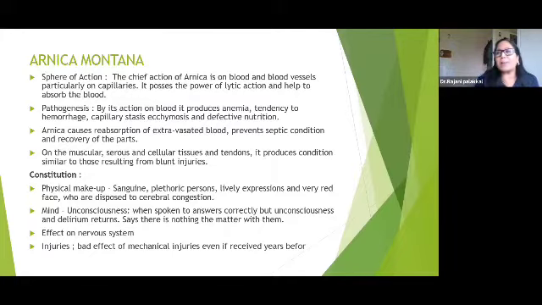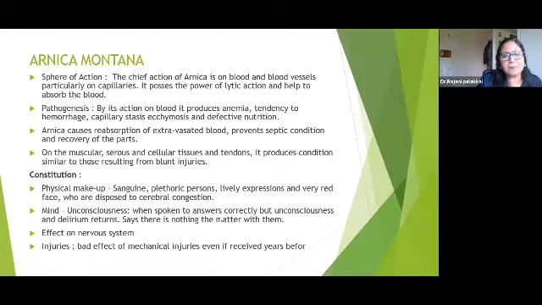Dr. Kent says that even though the patient is very tired and in the last stage of his condition, he says, I don't have any problem, and says there is no need of a doctor. I don't want to see a doctor. Okay, this is the mental condition of Arnica.